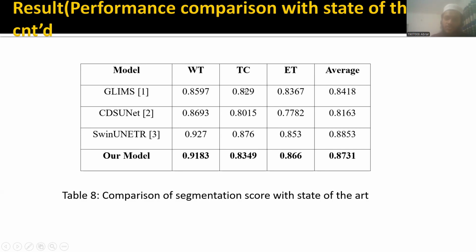So this is a tumor core. In tumor core also, our model fails to beat the Swan UNet while beating the other two, Glimpse and CDS UNet. But in the enhancing tumor region, our model beats all three models.